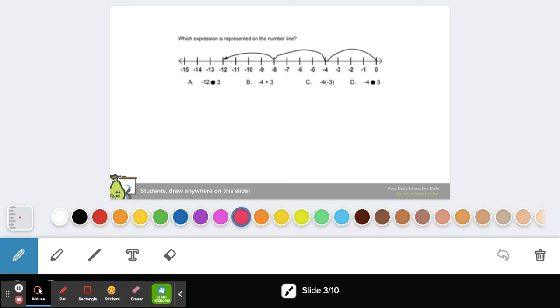Right, so for this one, it says which expression is represented on the number line below. So then, again, this is my number line. I see my arrows going in one direction. Again, this is only one arrow. With my arrow, I'll use a highlighter.